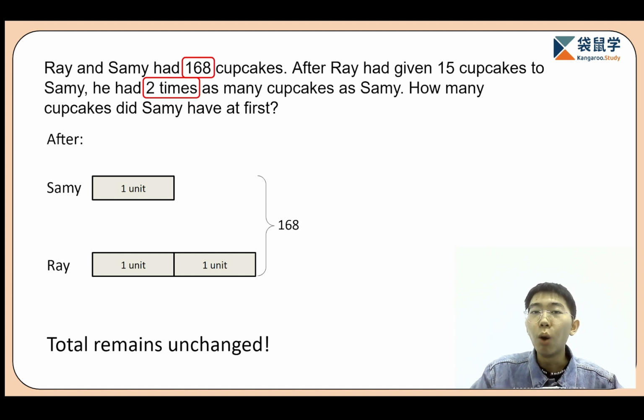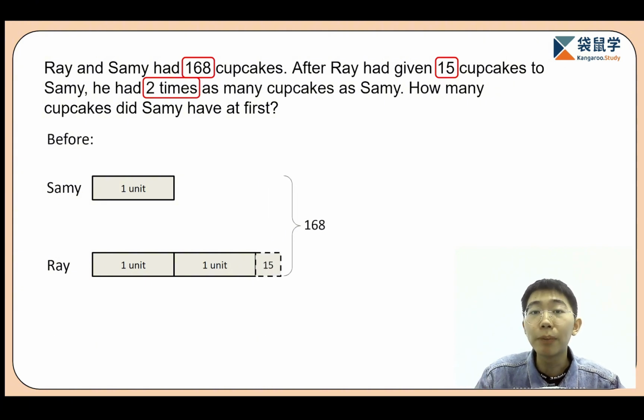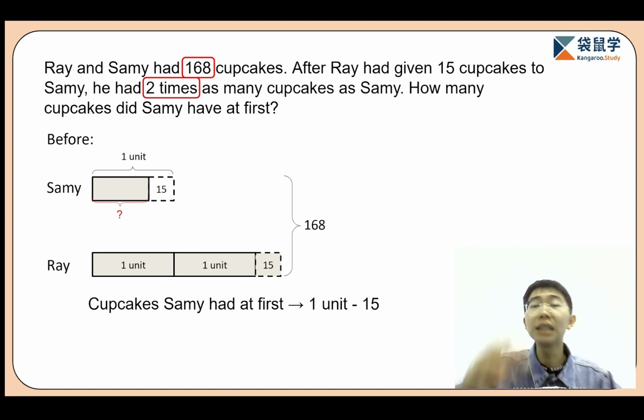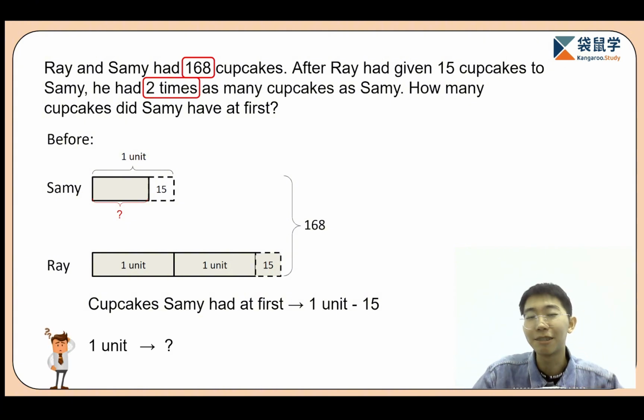Let's observe, what will this model look like at first? We know that Ray had given 15 cupcakes to Sammy, so that means at first, Ray must have 15 cupcakes more, and Sammy must have 15 cupcakes less than this 1 unit. So, to compute the cupcakes that Sammy had at first, we can use the value of 1 unit minus 15. Now the question is, how do we find out the value of this 1 unit?